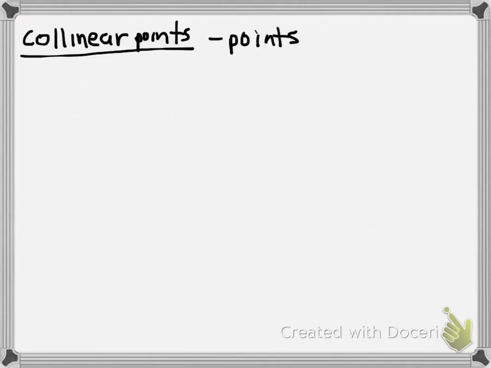If we have points that form a line, they're called collinear. Co, as in together, linear, as in a line. So there are points all in one line. Naming just 3 points on that line, A, B, and C, we would say A, B, and C are collinear because they're all on the same line. They're together.